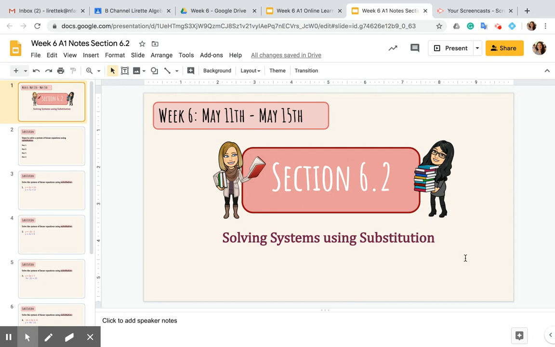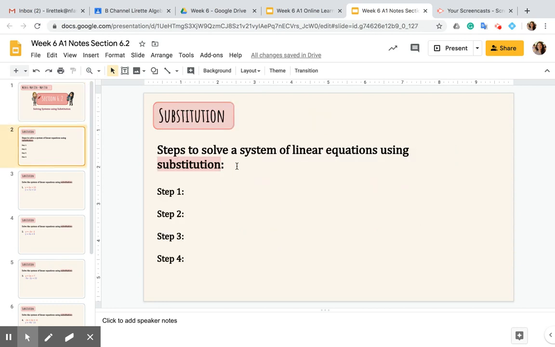We're going to go ahead and call section 6.1 done, since we've spent a couple weeks on that section. And the next section we're going to cover is 6.2. So we're still solving systems of linear equations, only we're going to be utilizing a different method this time. It is called the substitution method. So let's go ahead and dive right in.